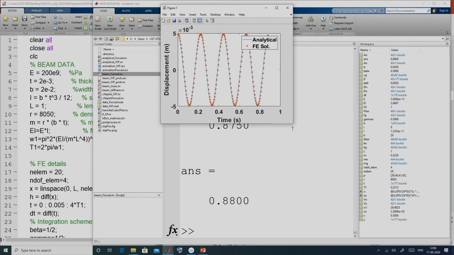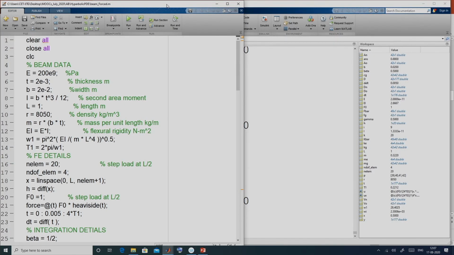Now as I said, since the finite element solution is a numerical solution, you always have to check it with an analytical solution or with an experimental solution. Now I will be discussing the forced vibration problem. This problem is a little bit different.